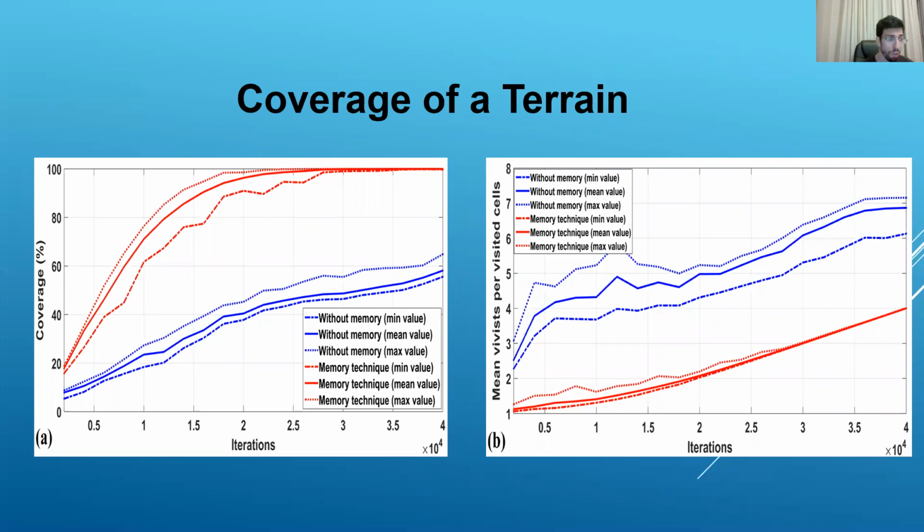Here we have gathered the results for the coverage rate according to the number of iterations. And in the second figure, you can see the mean visits per visited cell according to the same number of iterations. In these two figures, you can see that the memory technique shows better results both in coverage rate and in mean visits per visited cell.